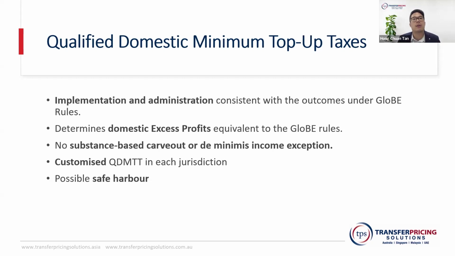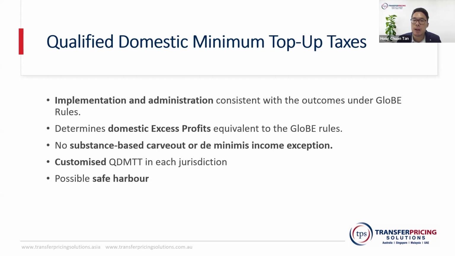In relation to QDMTT, one thing that we need to keep in mind is that if we have a QDMTT, then we can apply it on the domestic level, right? But a QDMTT can result in a higher amount of top-up tax than the IIR that I mentioned earlier, when an MNE group does not wholly own a low-tax subsidiary entity, right? The reason is that when you do not wholly own 100%, it's proportioned to the percentage of shareholding.